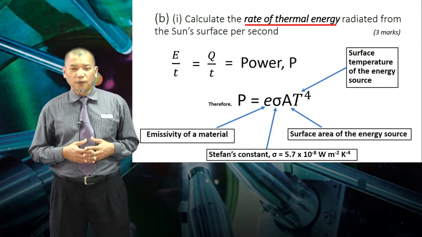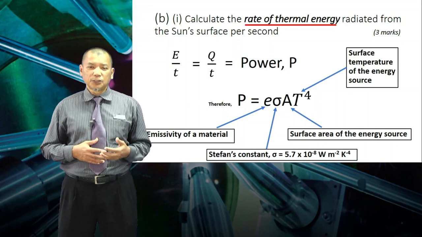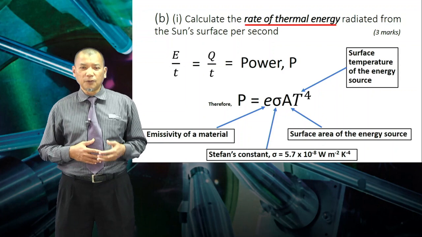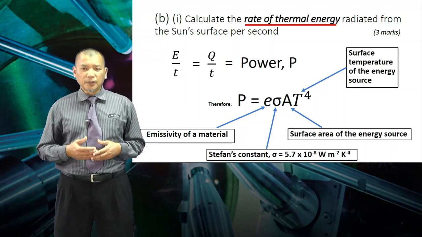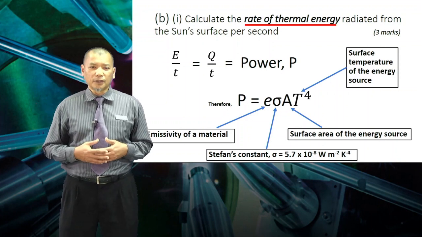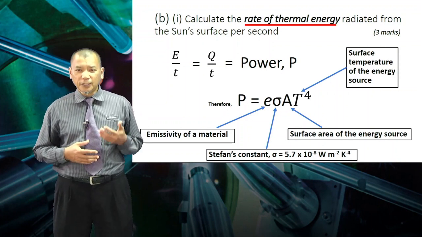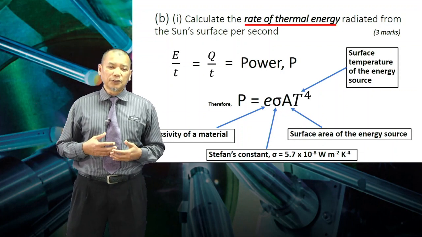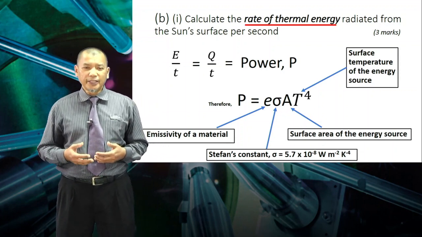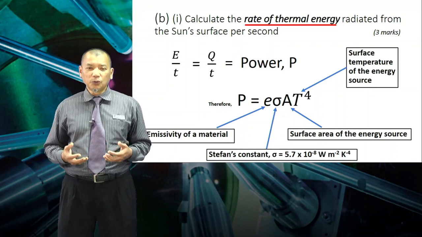Identify the related formula. For example, the word rate. Surely the physical quantity is divided by time. Thermal energy is one of the various energies that exist in the world. Therefore, the combination of both these physical quantities produces energy per unit time, E over t, equal to Q over t, equal to power.